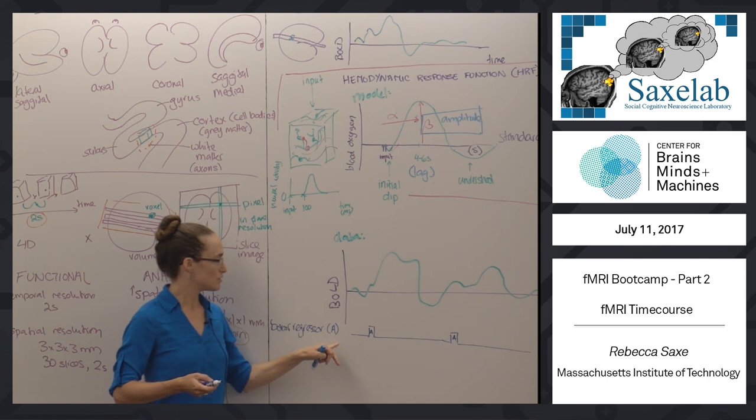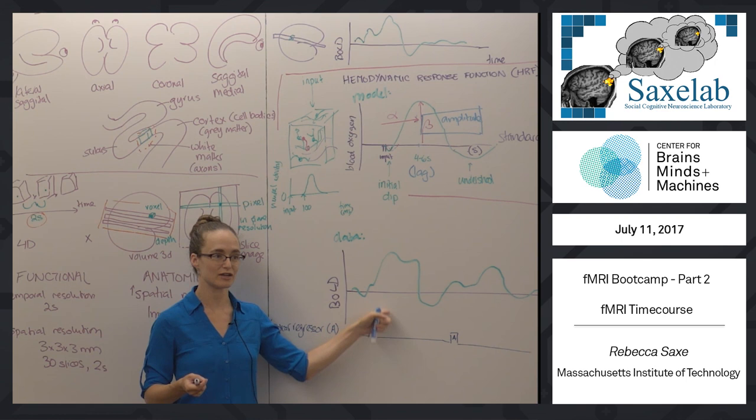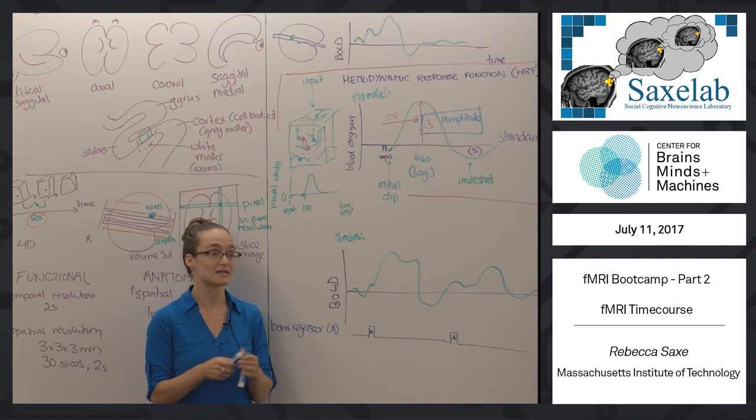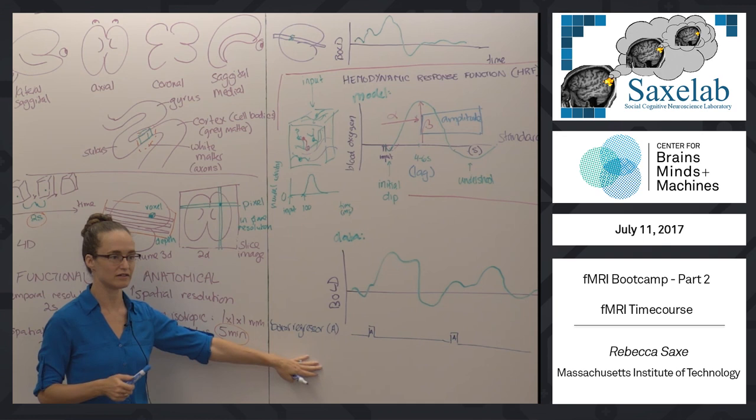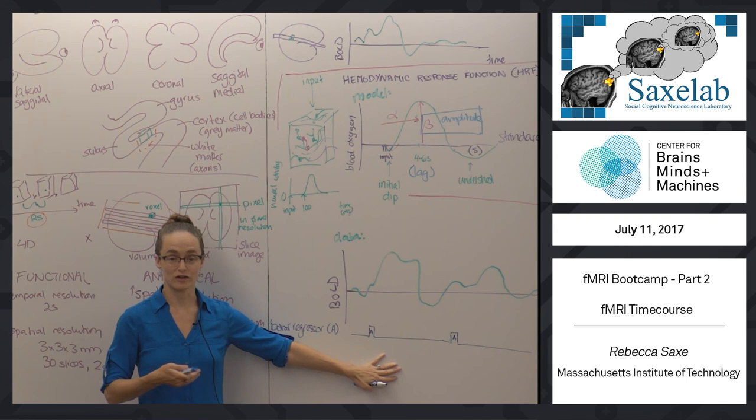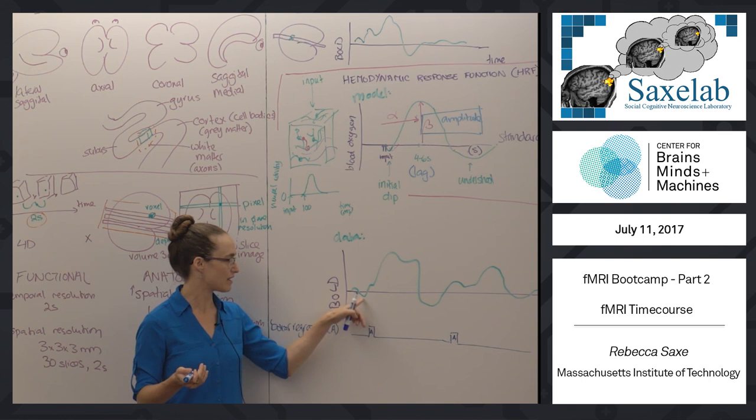So this is what I know about what I did on my computer. When the box goes up, I put a face on. When it goes back down to zero, there's no face on the screen anymore. That's the model of my experiment. When was there a face on the screen? Got that so far? Okay, so this is the first thing you need to know in any MRI analysis, is your experimental design. When did you do what? So there's time, and I put a face on, and then I turned it off.